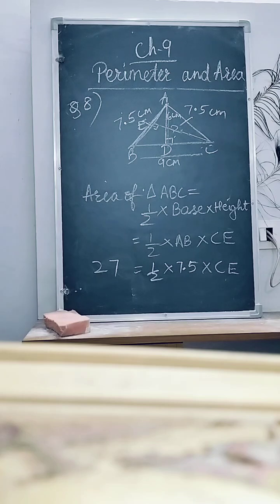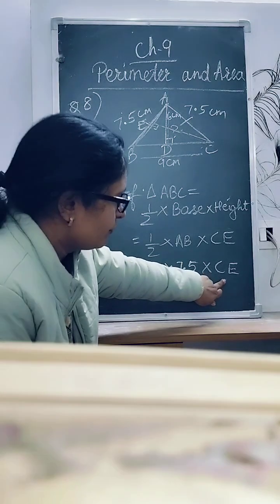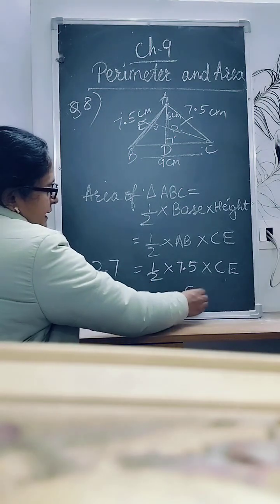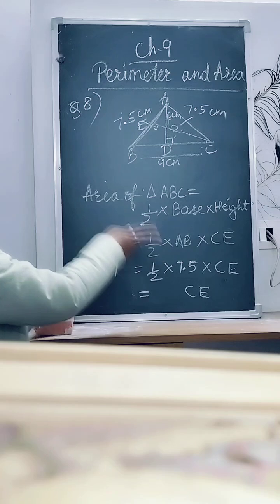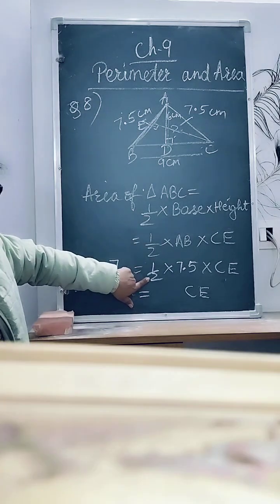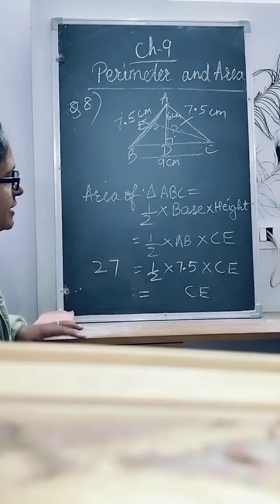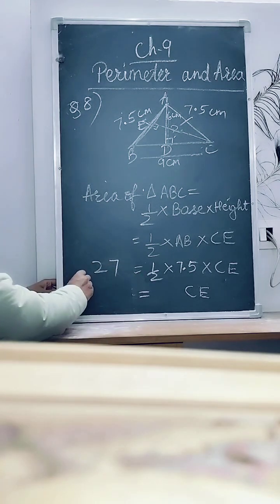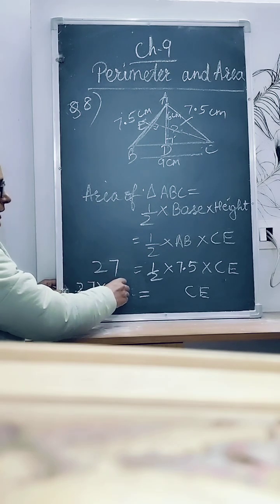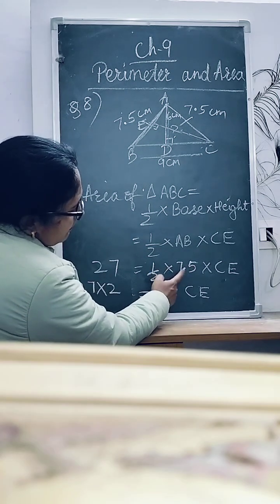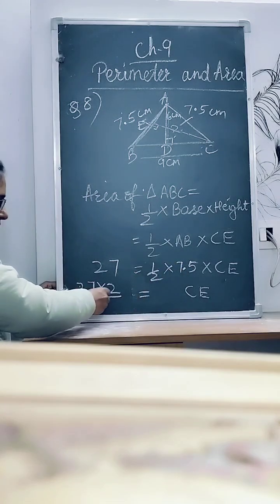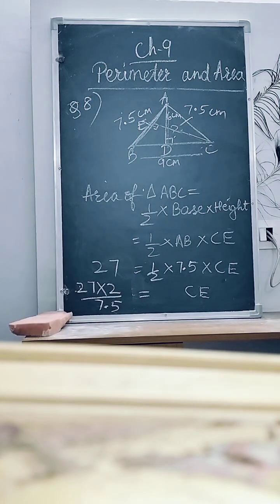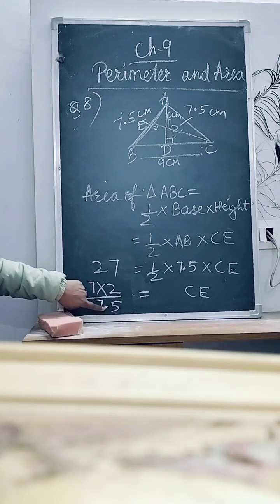Next step students, as I have told you, whatever we want to find, keep it alone. So let us keep CE alone and take the other things to the other side. Now 1 by 2, the 2 is dividing, so once it changes its place, division changes into multiplication. So 27 multiplied by 2, and the 7.5, which is multiplying, will divide on the other side. Next, we will remove this decimal sign.